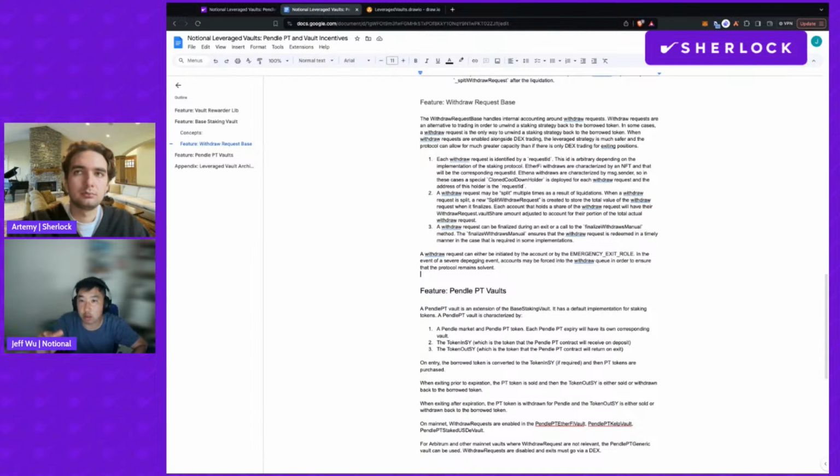As we'll take a look at, there's some internal accounting logic that we have, and then there's a lot of implementation specific logic where we'll have to maneuver around how each external protocol has implemented their withdrawal request methodology.